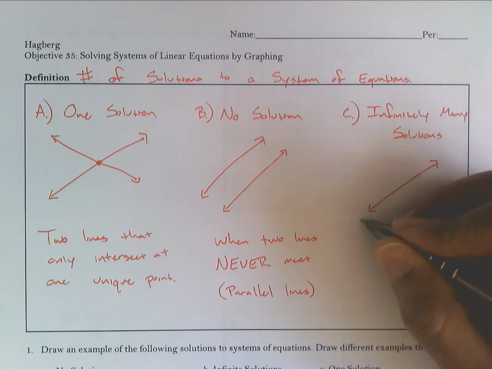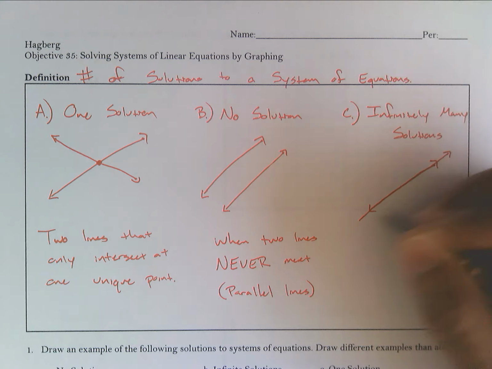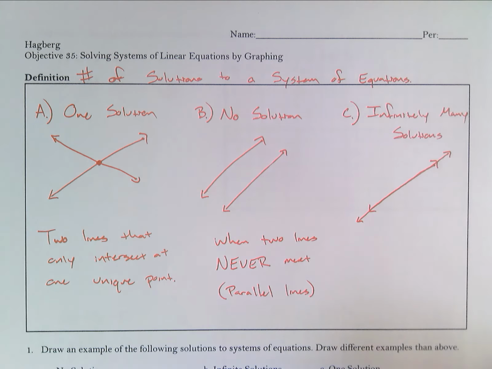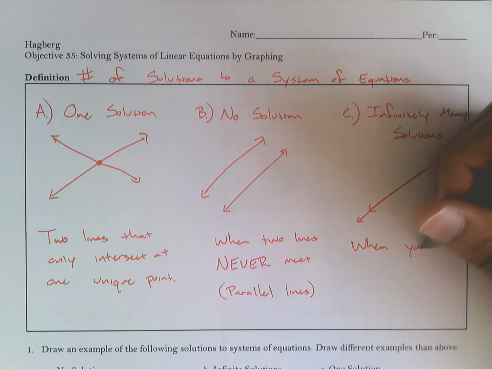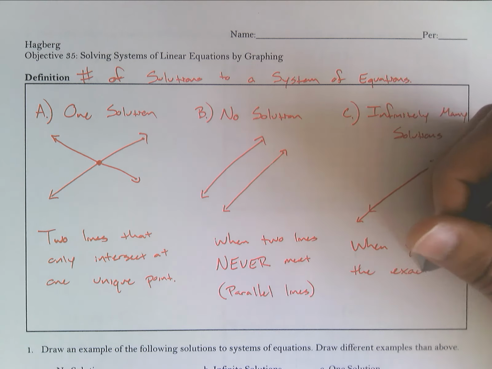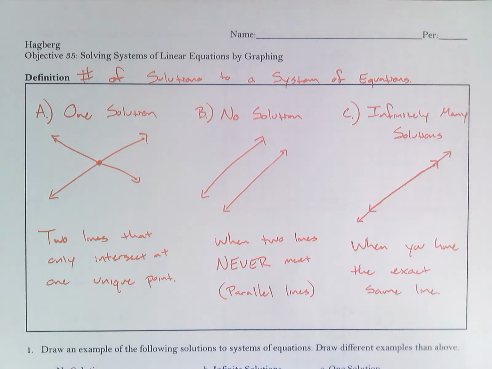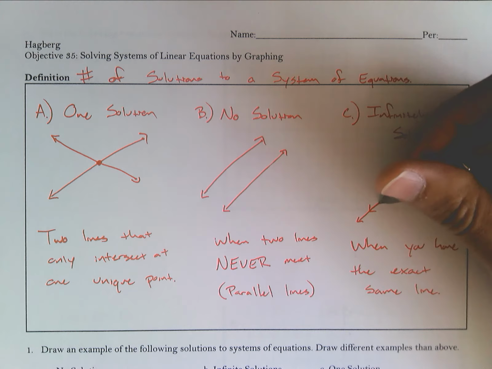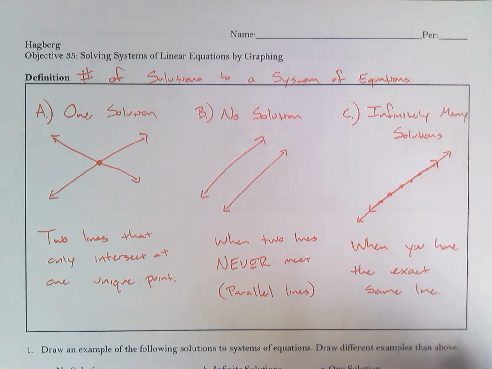So we can say that it's the line that's right on top of there. It's the exact same line. So these two lines overlap one another. So this is when you have the exact same line. And we can test that. How many intersection points do we have? Well, there's one here, there's one here, there's one here, here, here. There's infinitely many points on the line, and it's the same line, so that means we have infinitely many solutions.